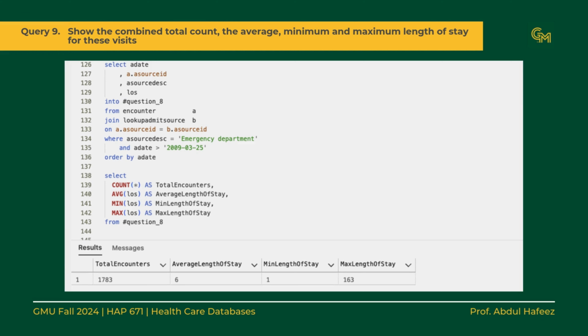Query 9 requires us to show the combined total count, the average, minimum, and maximum length of stay for these visits. Emphasize these visits. So first, we need to redo question 8 and add it into a temporary table, question 8. After that, we simply select COUNT(*) as total encounters, average LOS as average length of stay, min and max of LOS as minimum and maximum length of stay from temporary table question 8.